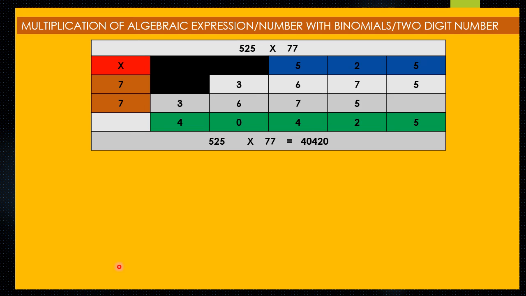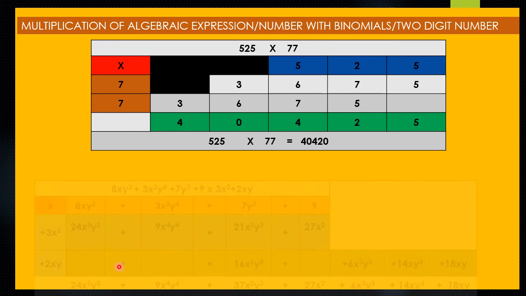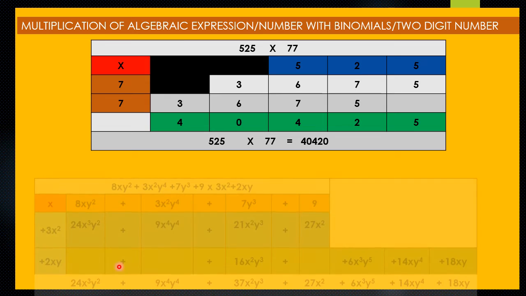Adding 1 with 3, we get 4. So in this manner, we have got the answer 40,420. Now coming to the multiplication of algebraic expression with binomial.